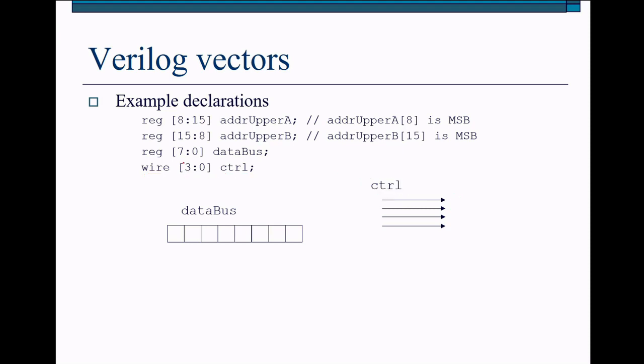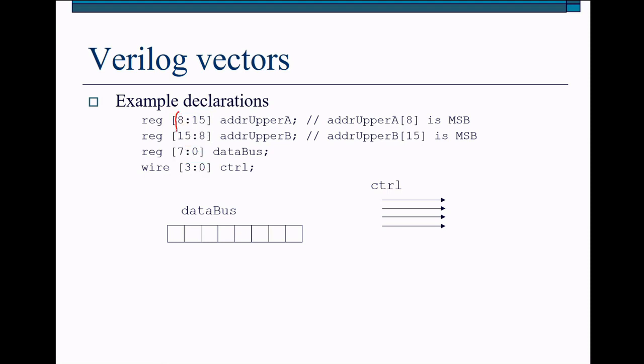And for each example, you can see that we've a range indicating the size of the vector. So 3 to 0, 7 to 0, 15 to 8, which is an 8-bit vector, and 8 to 15, which is also 8 bits. So you'll note for this first case, 8:15, we start at 8 and go up to 15. In the second example, we start at 15 and go down to 8. Start at 7, go down to 0. Start at 3, go down to 0.